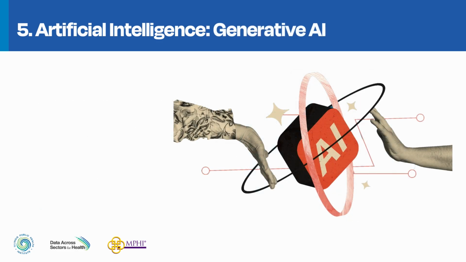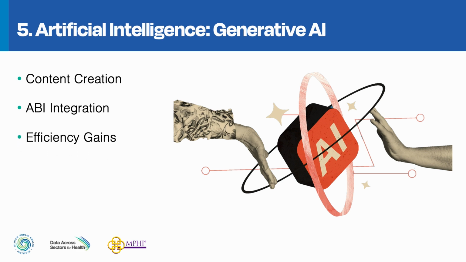Generative AI is a rapidly evolving branch of artificial intelligence that focuses on creating new content rather than just analyzing data or predicting outcomes. You may already be familiar with tools like OpenAI's ChatGPT and DALL-E, and we're beginning to see similar capabilities integrated into ABI tools. Generative AI has the potential to significantly enhance the work of public health professionals.